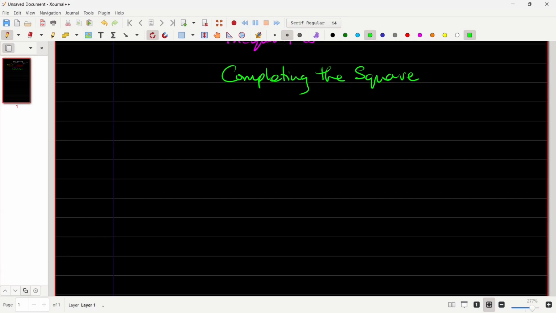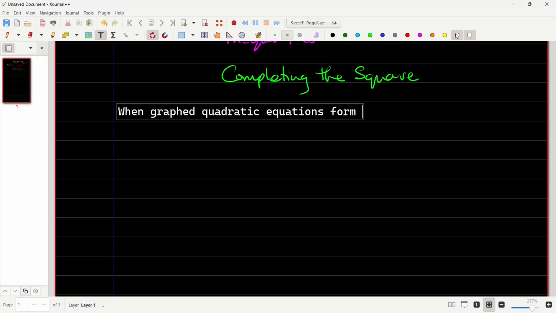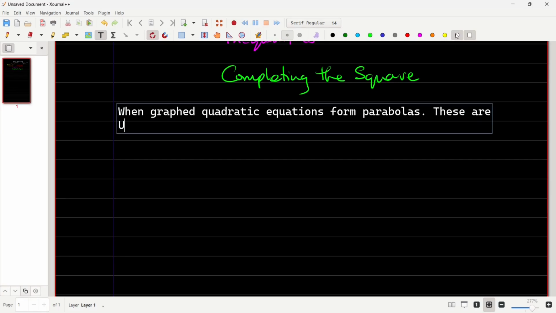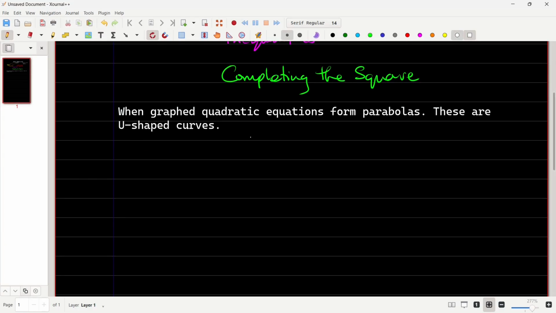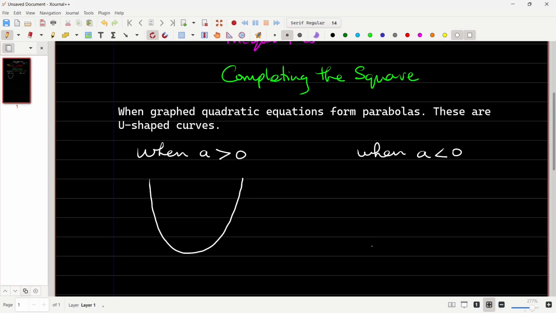So let me just write that note. We can say that when graphed, quadratic equations form parabolas. These are U-shaped curves. All right. Now, when a is greater than 0, we have a U shape like this. And when a is less than 0, we have a U shape like this.